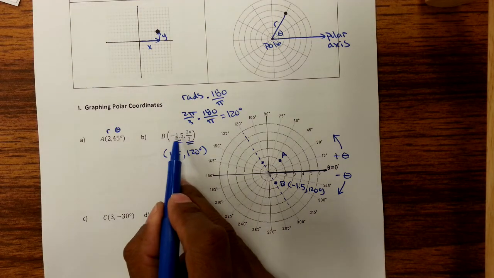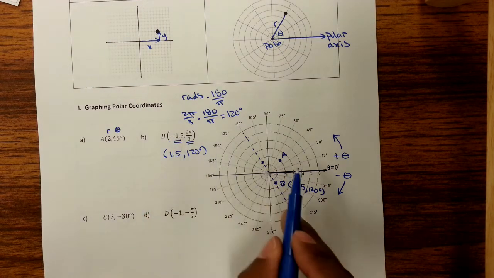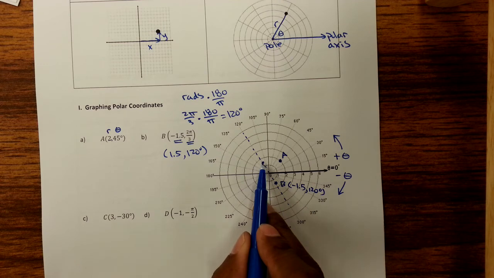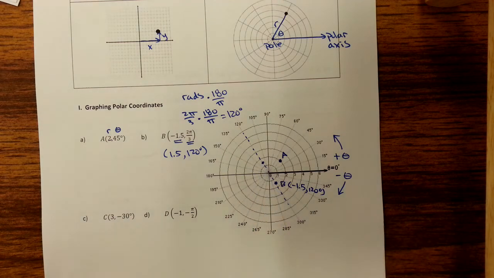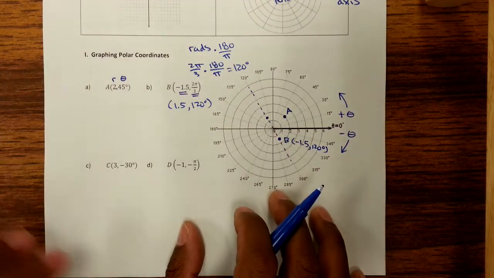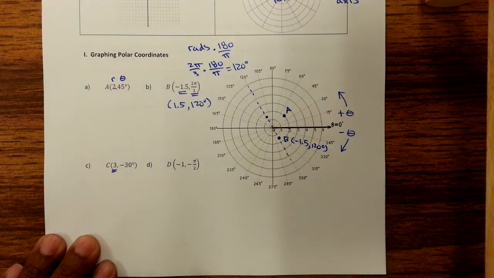So you need to be very careful. Anytime there's a negative in front of r, you go to where the positive r would have been, and then you jump to the other side of the pole. All right? Point C. Point C has a positive r, so that's good, we don't have to jump around the pole or anything. However, our angle is negative.